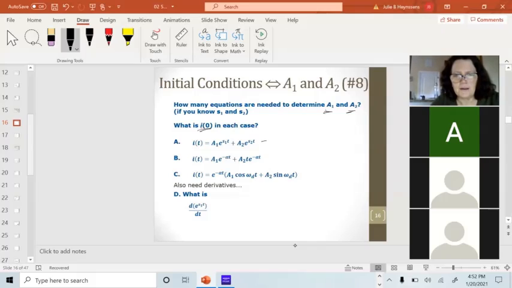So I plug in t equals 0. I'm going to get I of 0 is A1, e to the 0th is 1, plus A2 times e to the 0th is 1. Yay. So this is I of 0. In the next situation, let me look.